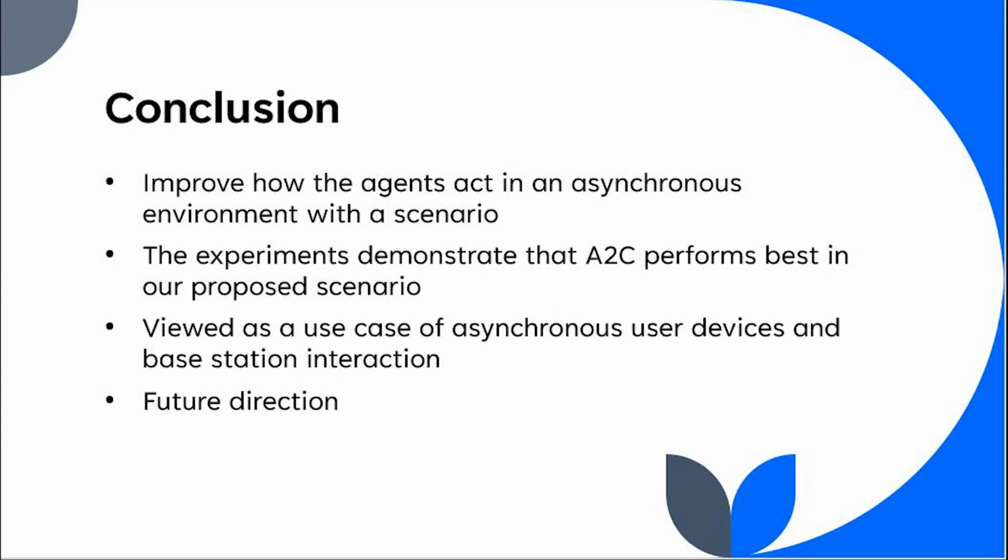In conclusion, asynchronous multi-agent reinforcement learning improves how the agents act in an asynchronous environment, with an example which aims to model mobile users' devices traveling on the go, and downloading and uploading information from the base station in real time, using 2 reinforcement learning agents. The experiments demonstrate that the Advantage Actor-Critic algorithm performs best in our proposed scenario.